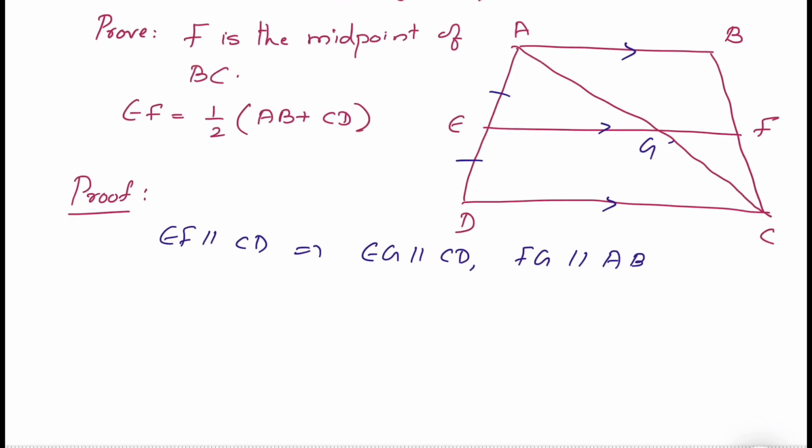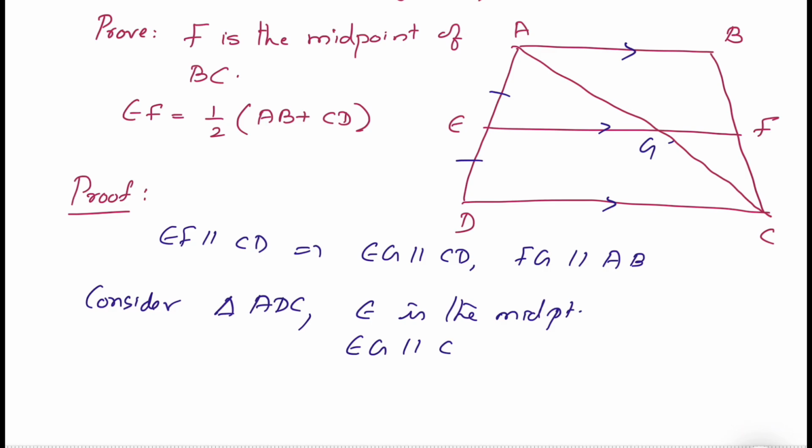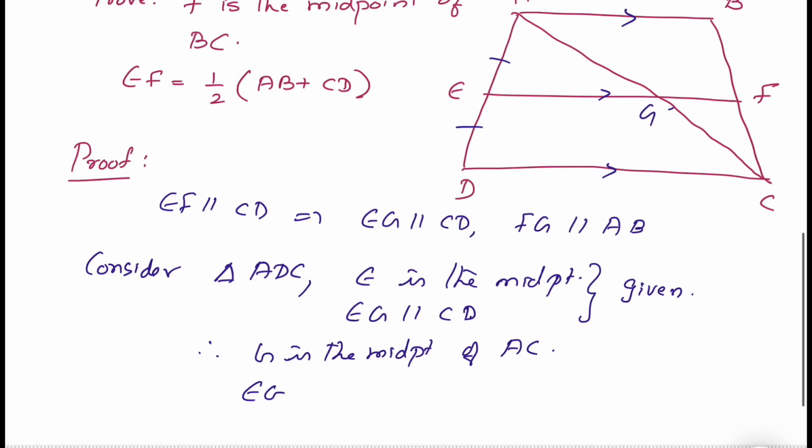Now we will consider the triangle ADC. E is the midpoint given and EG is parallel to CD. Therefore, G is the midpoint of AC. Also, you can say EG is equal to half of CD.